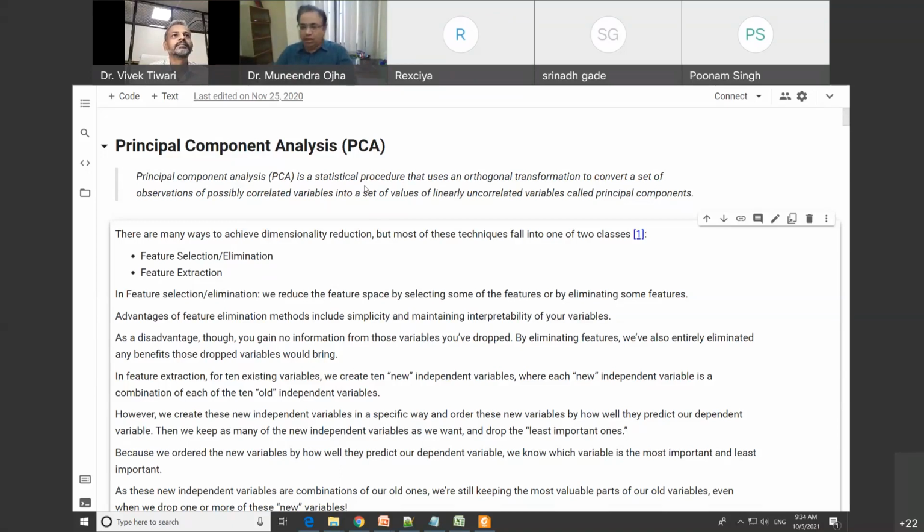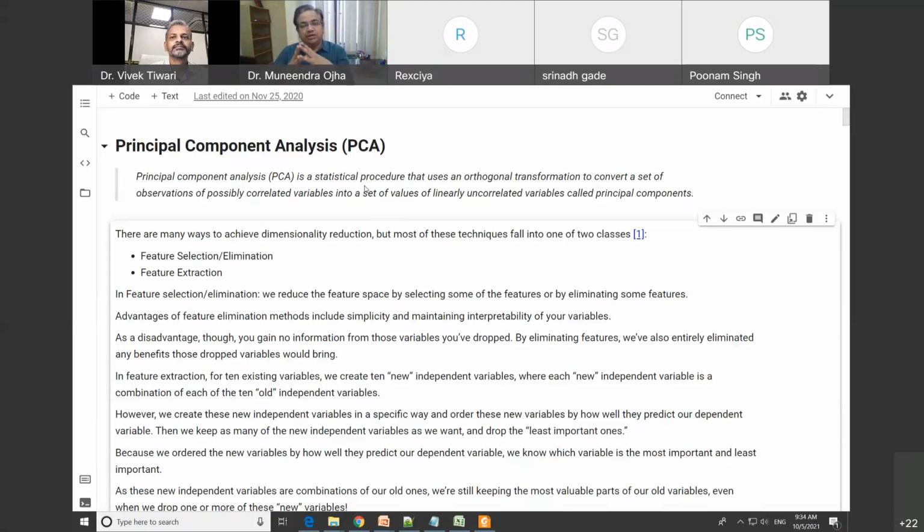Okay. So principal component analysis is a statistical procedure that uses an orthogonal transformation to convert a set of observations of possibly correlated variables into a set of values of linearly uncorrelated variables that are called principal components. So our idea is we have a set of data and we want to convert this set of data into another projection. Like yesterday, I also talked about a projection in which we have our data.